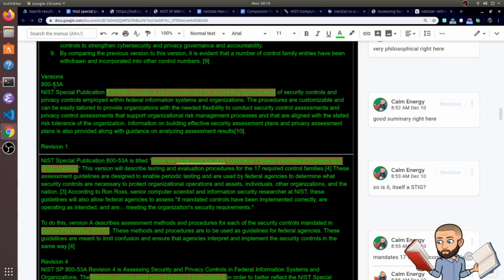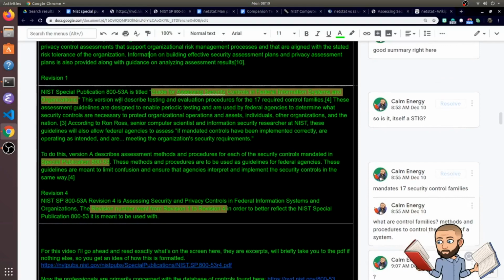So with this version in effect, now we have revisions for that one. Revision 1 calls it the Guide for Assessing Security Controls in Federal Information Systems and Organizations. Seeing the word guide made me think of STIGs. But this version will describe testing and evaluation procedures for the 17 required control families. You need to do this testing periodically, and federal agencies need to use this testing to determine what security controls are necessary to protect organizational operations, assets, individuals, other organizations, and the nation itself.